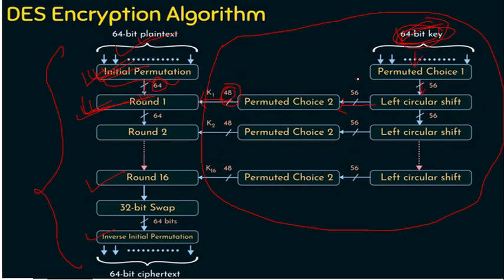Then we get the new right side part of 32 bits, and the original right side part of 32 bits is taken as it is as the new left side part. In this way, those are sent as input for the next round. So this is what happens.